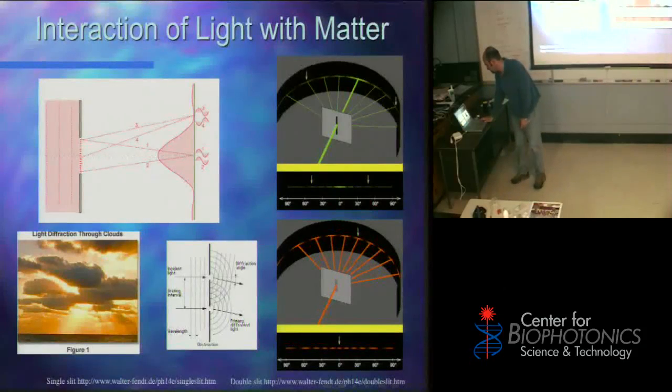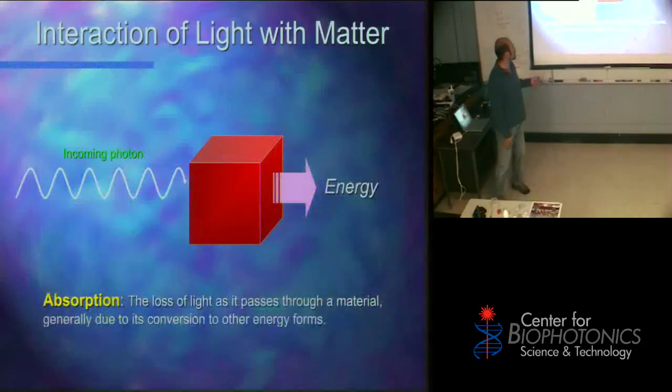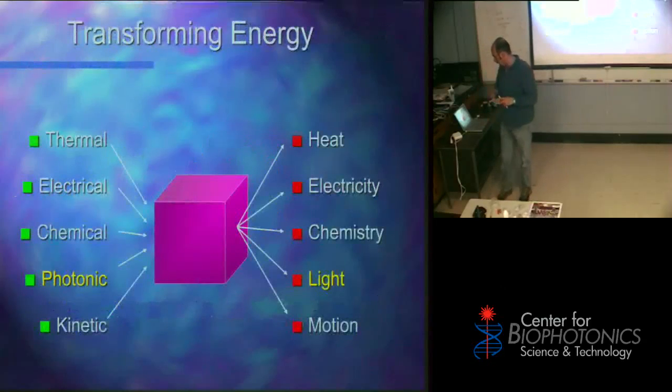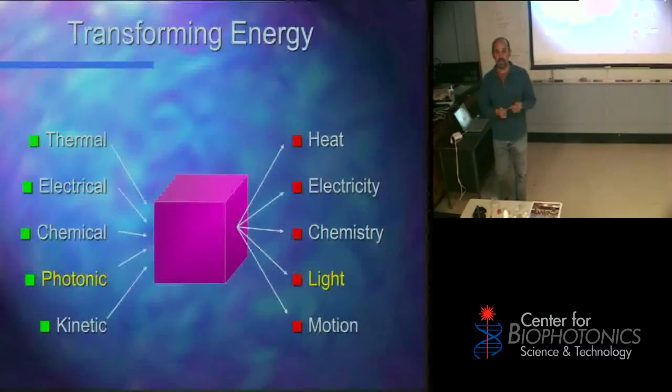Okay? You saw that. So basically, interaction of light with matter, this is the absorption. This is the other type that we discussed briefly before. This is the loss of light as it passes through material. Generally, this is because the energy has been converted into some other form. And pretty much what we're interested in this class, for the most part, is taking photons and having them interact with matter and generating light of some kind. That's what we tend to study the most.